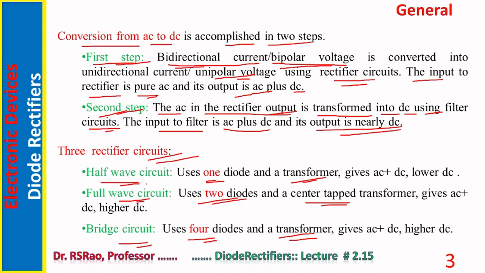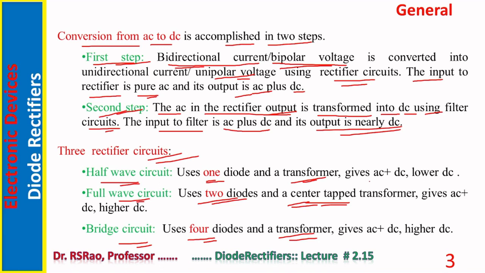In half wave circuit and in bridge circuit, a transformer is used, but in full wave circuit, a center tapped transformer is used. Center tapped transformer is a little expensive when compared to an ordinary transformer. Some more points regarding half wave circuits.